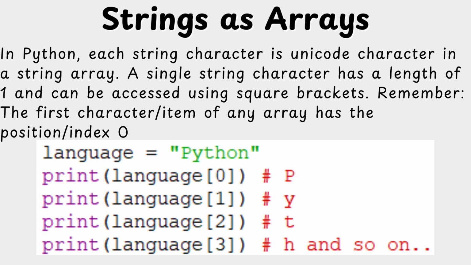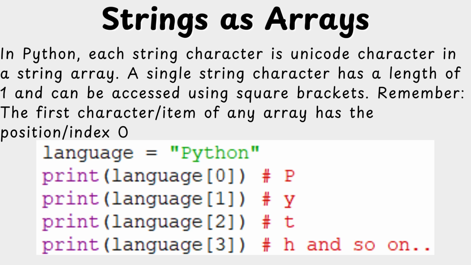Now, strings are arrays. In Python, each string character is a Unicode character in a string array. A single string character has a length of 1, and it can be accessed using square brackets. Remember that the first character or item of any array has the position or index of 0. Now, let's say, for example, I have a variable called language, which is equal to the string Python. And I print out language and I put square brackets and I put 0 inside. Because the first character always has the index 0, it prints out the first character, which is P.